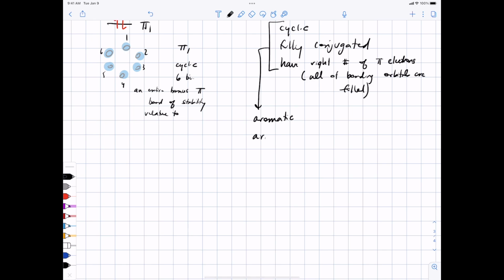The noun is aromaticity, the state of being aromatic. Aromatic molecules are cyclic, fully conjugated, and they have the right number of pi electrons to fill the bonding orbitals completely with no empty or half-filled orbitals. They enjoy this special stability.